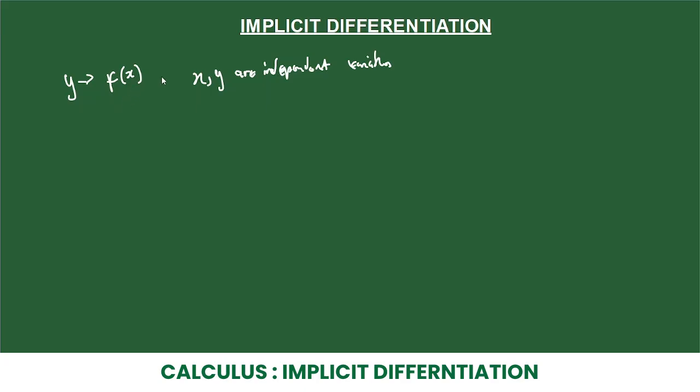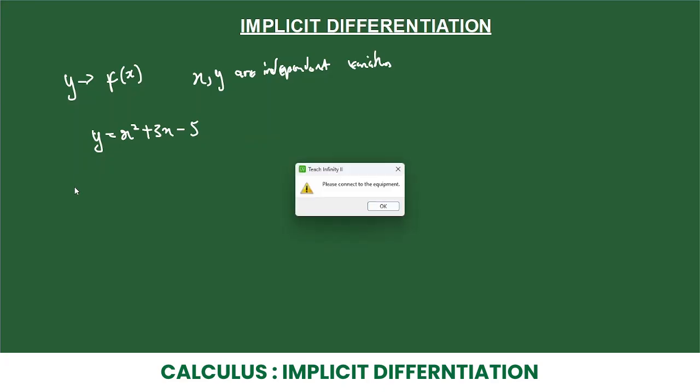So let's consider a function like y is equal to x squared plus 3x minus 5, right? This is completely defined in terms of x. So therefore, y is called an explicit function of x, because it is completely defined in terms of x, right?